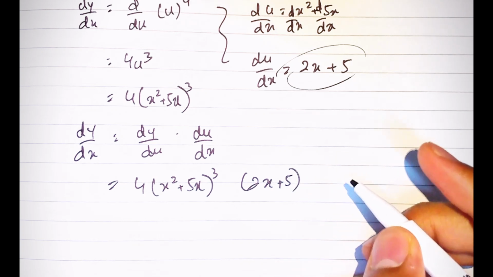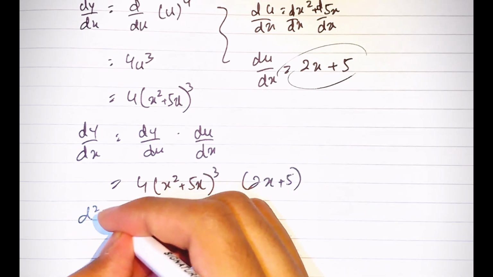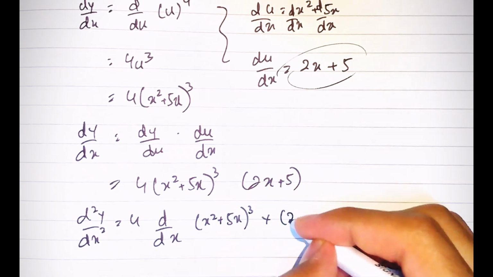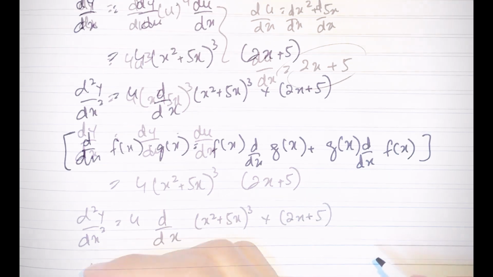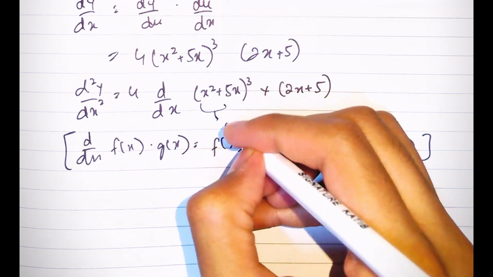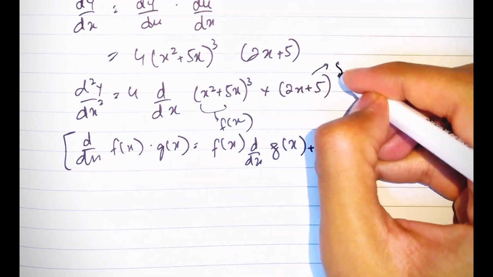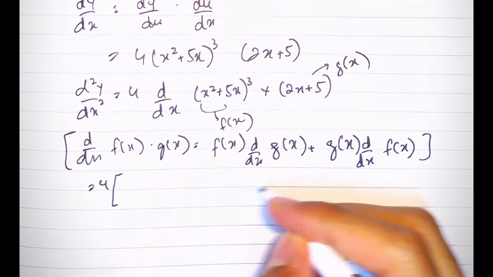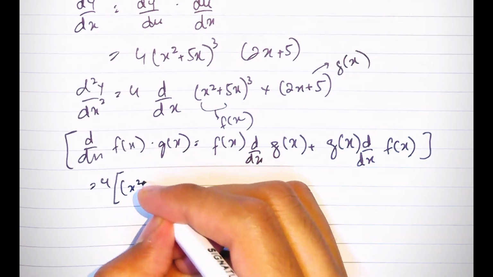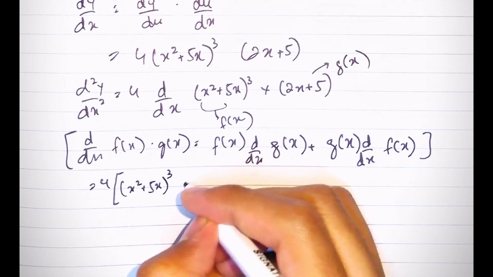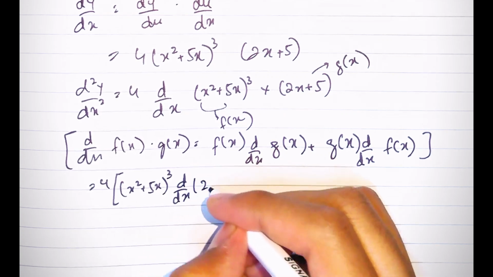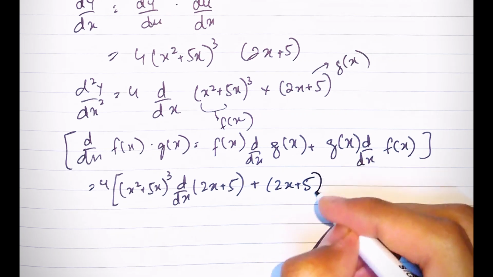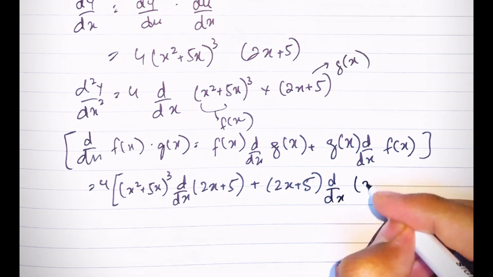And now we can find the second derivative. So d square y, so 4 will be separated because it is a constant, times (x squared plus 5x) power 3 times (2x plus 5). So we will actually use the product rule. This is my f(x), the first function, and this is my g(x), the second function. So 4 will be separated and we will separate it with a bracket. So the first function as it is, (x squared plus 5x) power 3, derivative of the second function, that is 2x plus 5. Then the second function as it is, 2x plus 5, derivative of the first function (x squared plus 5x) power 3.